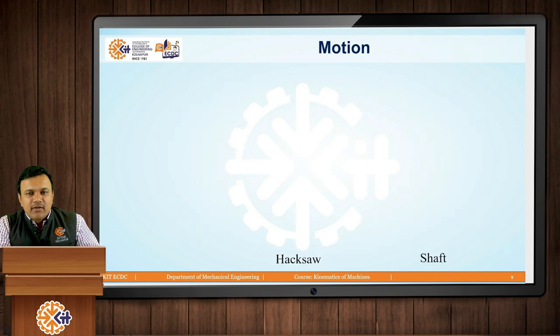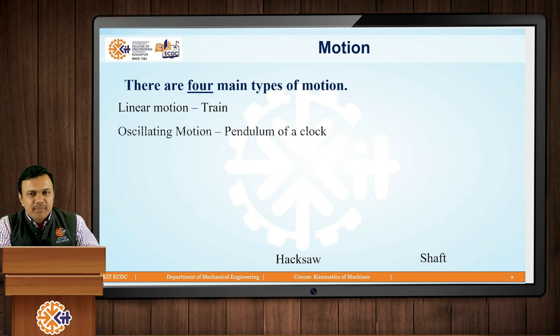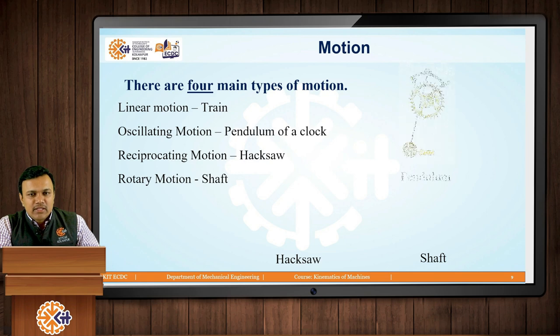Then we'll talk about different types of motions. There are four main types of motions. One is linear motion, which is associated with a train. A train is going to have linear motion, that is, it is going to have only translation. Then oscillatory motion, which is for the pendulum of a clock. Then reciprocating motion, which is for a hacksaw, and rotary motion for a shaft.